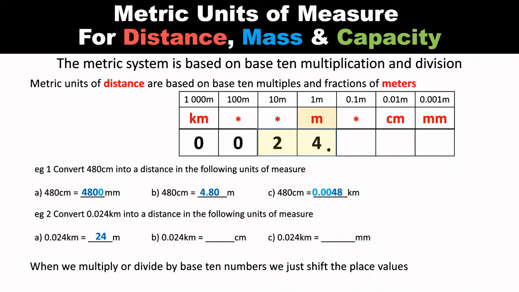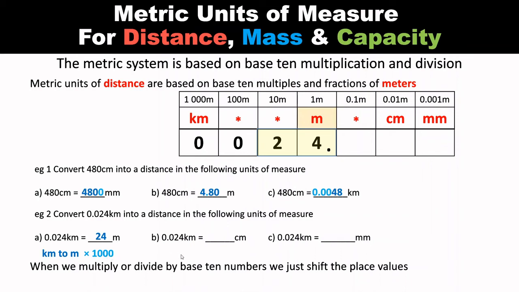You should know that there are 1,000 meters in a kilometer. So to convert from kilometers to meters, we times by 1,000. I've moved that decimal point 1, 2, 3 places because there are 1, 2, 3 zeros in 1,000.